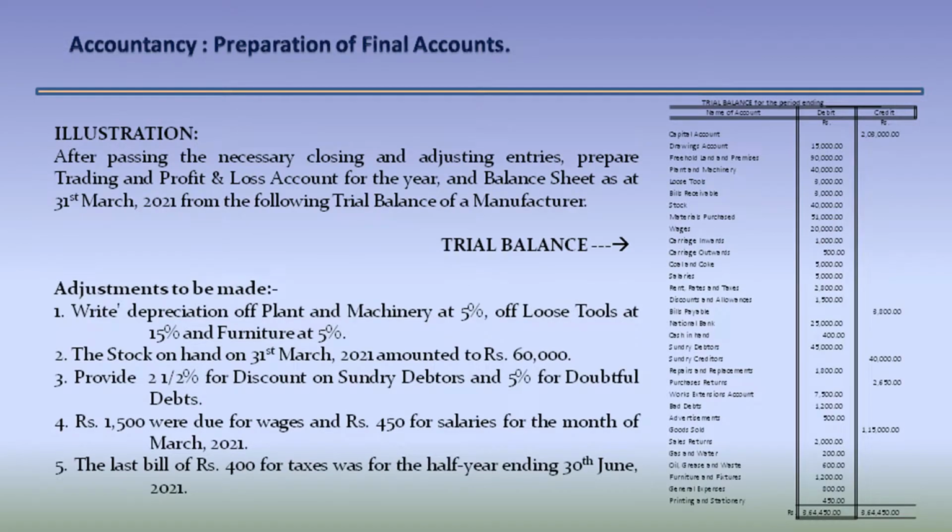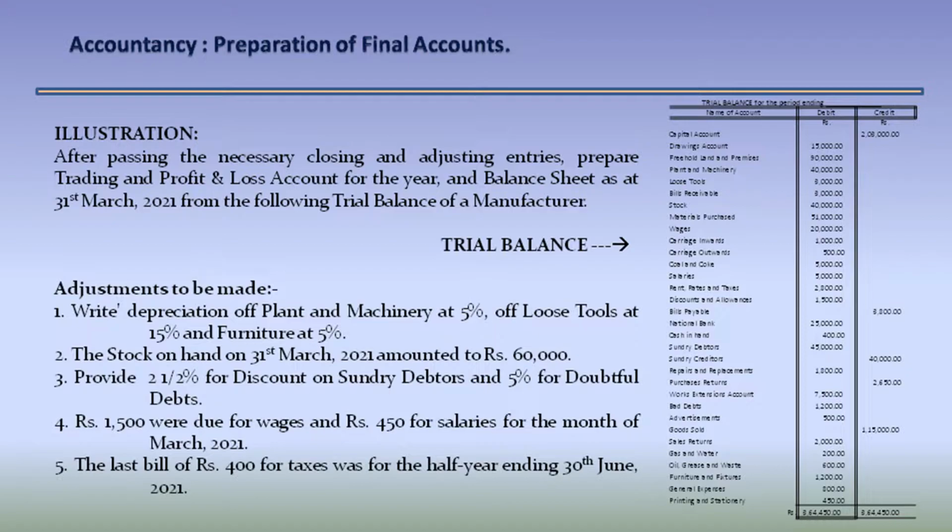Illustration. There is a trial balance on the right side. It has debit and credit columns. All the balances extracted from the ledgers are brought here and put in the form of a trial balance. On the debit side, we have expenses and assets. On the credit side, we have liabilities and capital.